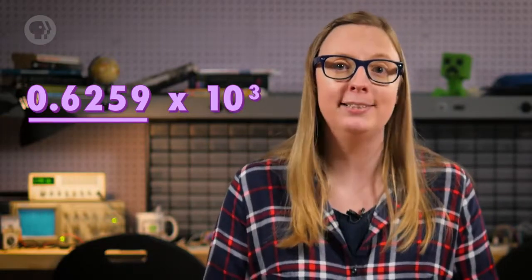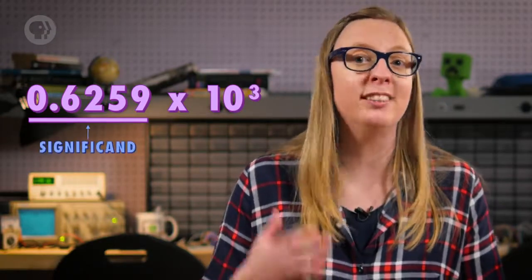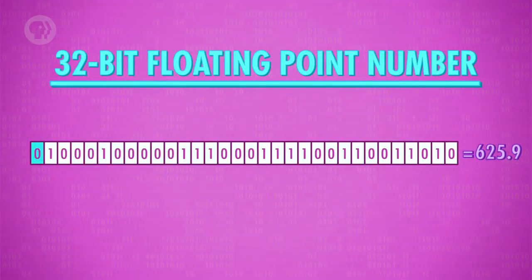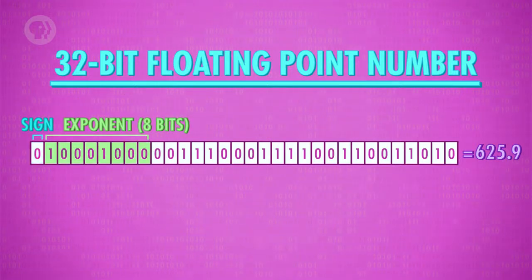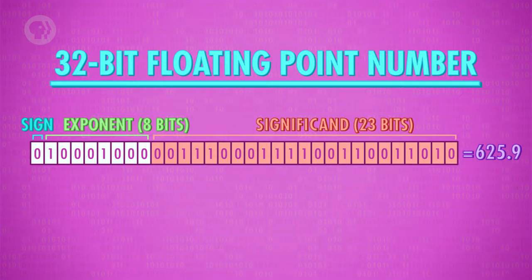There are two important numbers here. The 0.6259 is called the significand, and 3 is the exponent. In a 32-bit floating point number, the first bit is used for the sign of the number, positive or negative. The next 8 bits are used to store the exponent, and the remaining 23 bits are used to store the significand.